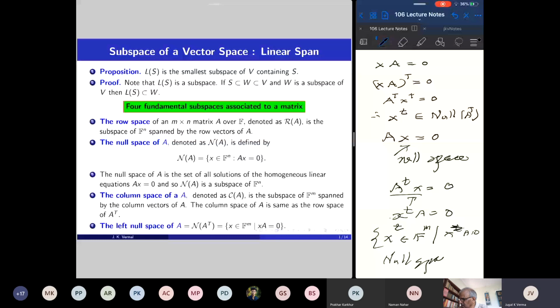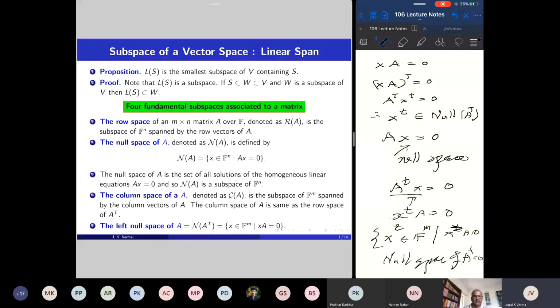So corresponding to a given matrix A, I can look at two homogeneous systems of linear equations, AX equal to 0 or A transpose X equal to 0. The set of all X which satisfy AX equal to 0 is the null space of A, and the set of all X which satisfy XA equal to 0 is simply the null space of A transpose. So I have two null spaces, and I have two row spaces, the row space of A and the row space of A transpose. Row space of A transpose is the same as the column space.